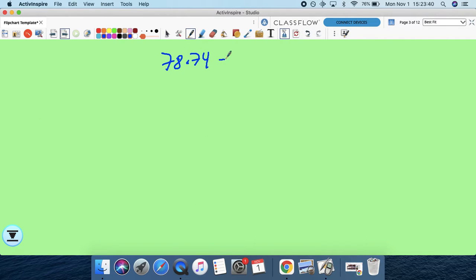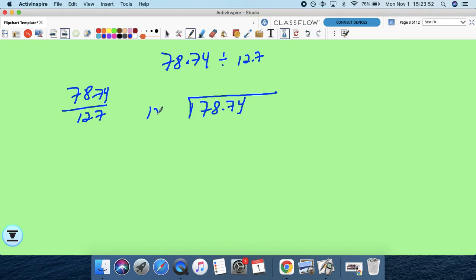78.74 divided by 12.7. So I want you to write it as a fraction too. And then over here, divided by 12.7. So let's move our decimals. That becomes 127, and the other becomes 7874, and the decimal is right here.